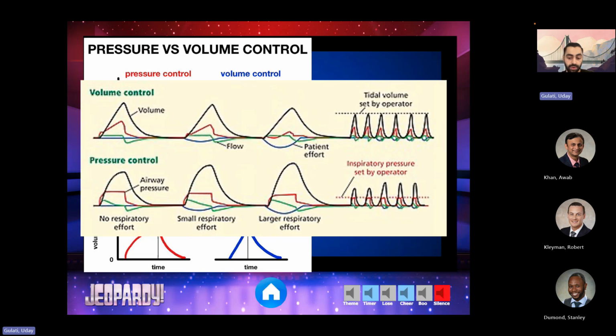For volume control, you're setting the tidal volume, so the driving pressure will be determined by your airway compliance. Instead of changing the inspiration and expiration time as you do in pressure control, you're changing the flow rate, because that's your dependent variable, and that will indirectly adjust your I to E time.